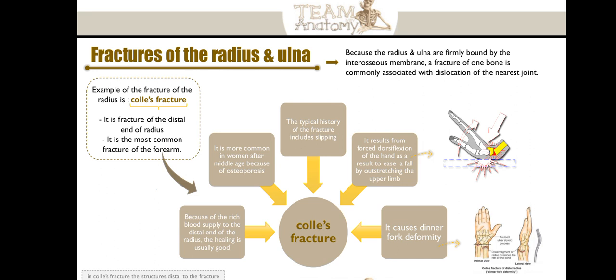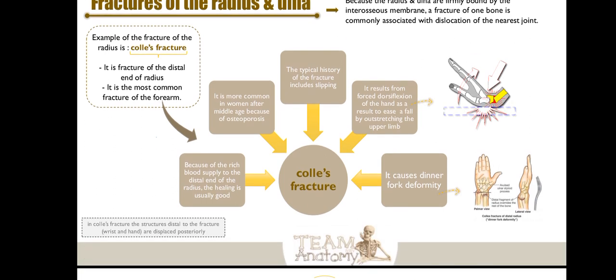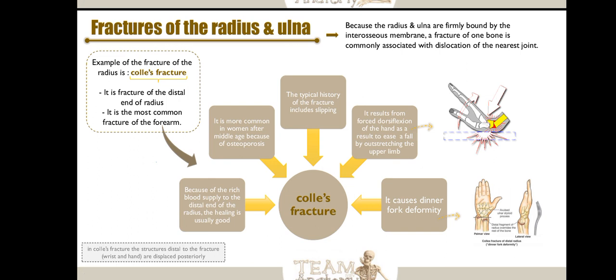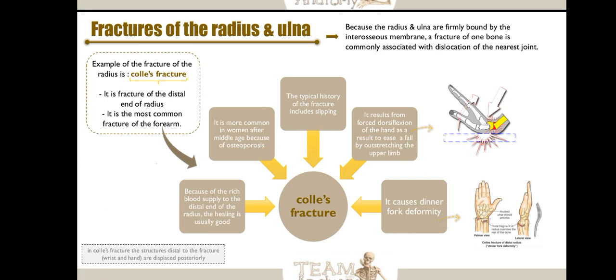Fractures of the ulna, you know, when you fall, then you fall with your outstretched hand. It's the same thing, all right? There's a Colles fracture. The Colles fracture is actually called the dinner fork deformity, right? It is more common in women after middle age because of osteoporosis. That's when your bone is no longer as thick as before. Because the radius and ulna are firmly bonded by the interosseous membrane, a fracture of one bone is associated with the dislocation of the nearest joint.